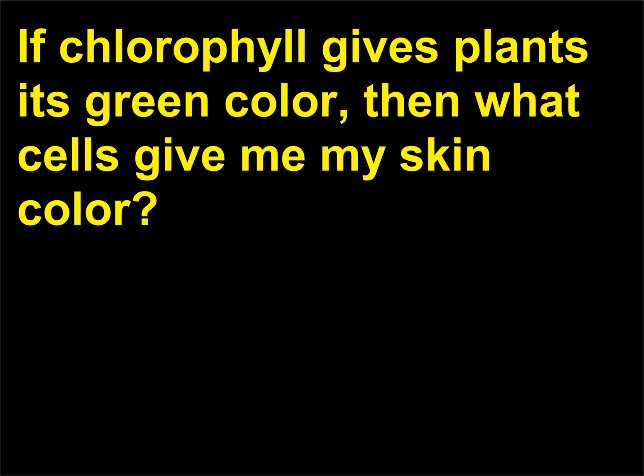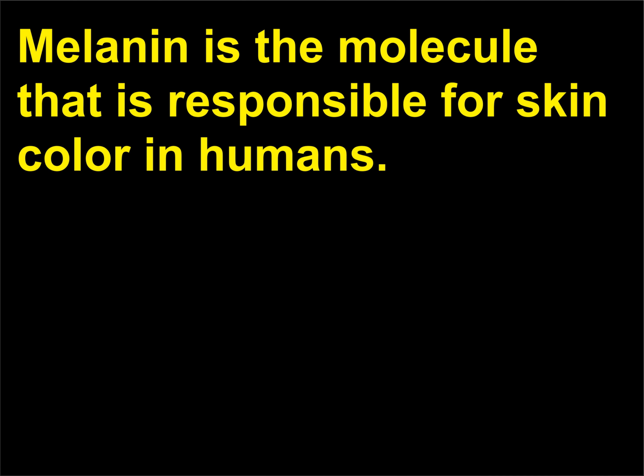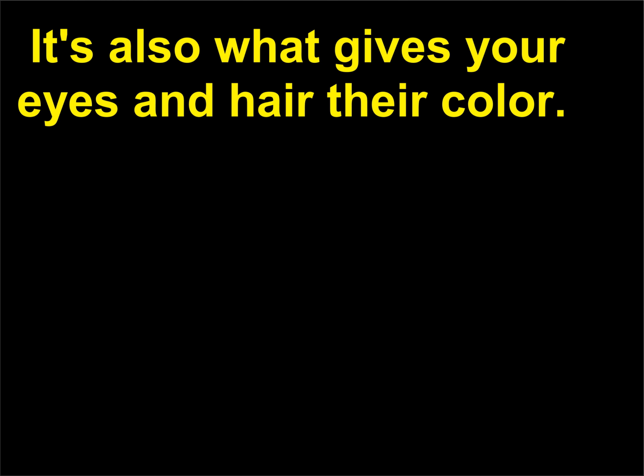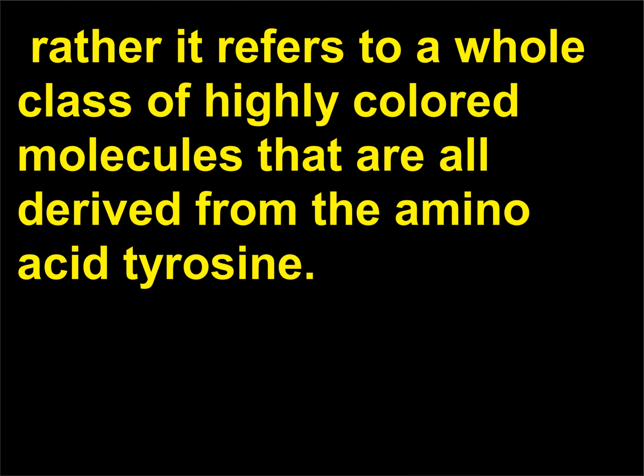If chlorophyll gives plants their green color, then what gives me my skin color? Melanin is the molecule that is responsible for skin color in humans. It's also what gives your eyes and hair their color. There isn't one single structure of melanin. Rather it refers to a whole class of highly colored molecules that are all derived from the amino acid tyrosine.